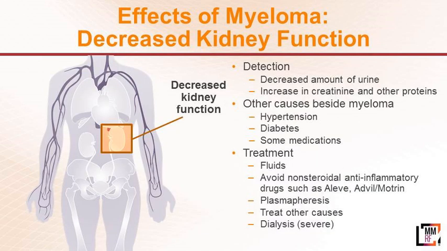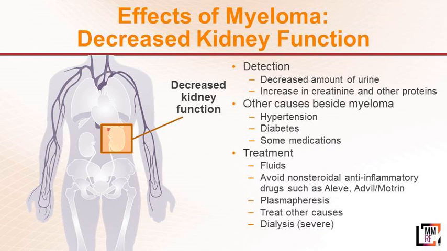Myeloma can also affect the kidney, which we've already heard about earlier today. So how do we detect if it is causing issues with our kidneys? Well, you may notice a decreased amount of urine production, or that your urine is darker in color. We could also check blood tests, and we would notice an increase in creatinine or other proteins in your blood. There are other causes of decreased kidney function, though, which include hypertension, diabetes, and some other medications as well.